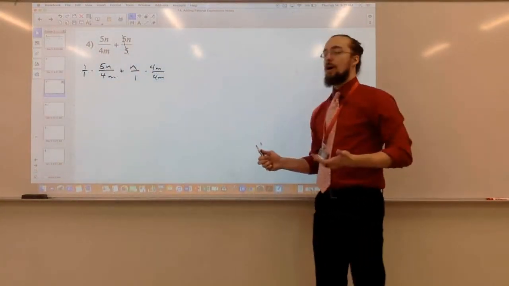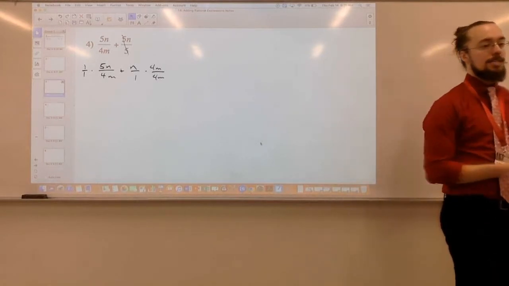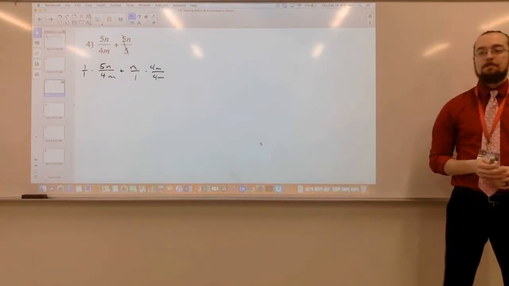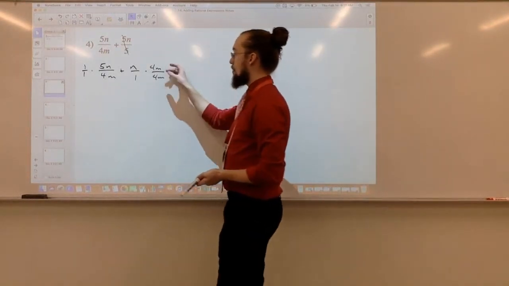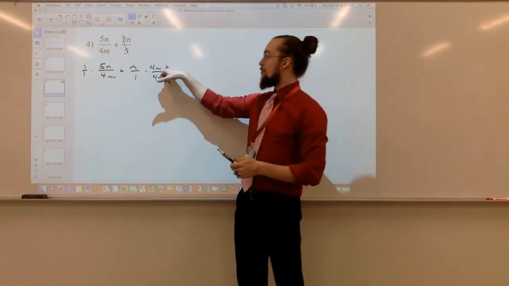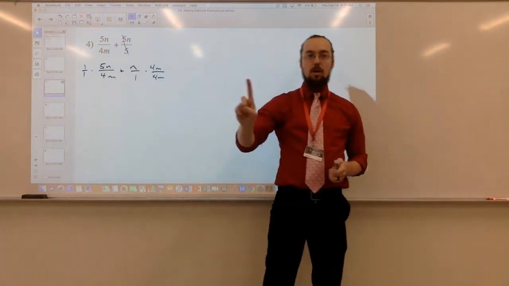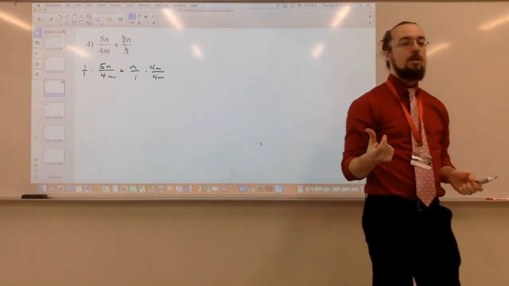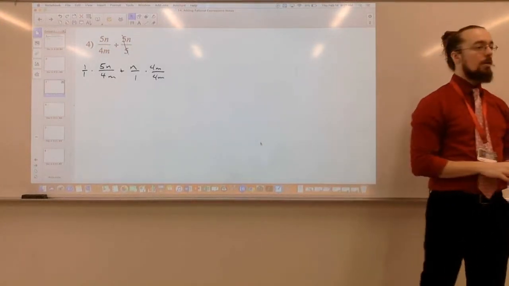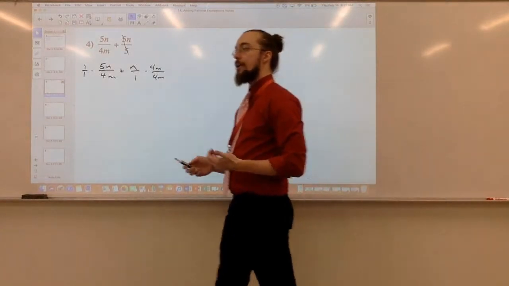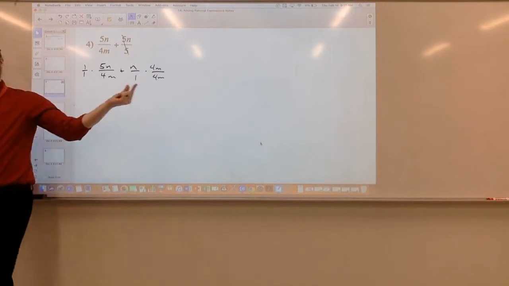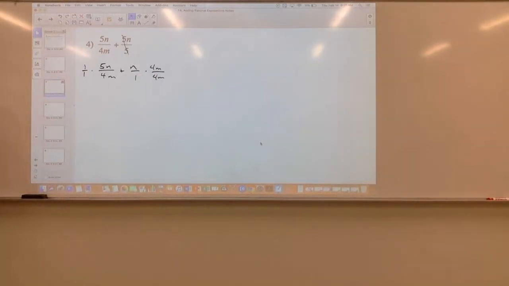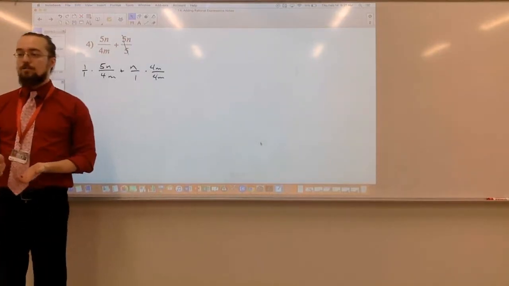But why is this allowed? Why is this a mathematically legal operation? Yeah, because we're multiplying both the top and the bottom by the same thing. So 4m over 4m is just 1, right? Anything over itself is just equal to 1. So if I multiply something by 1, that does not change its value. Even though this is a weird looking 1, 4m over 4m is still just equal to 1. Crazy, right? So I'm allowed to do that. I'm allowed to multiply anything by 1. That doesn't change the value.